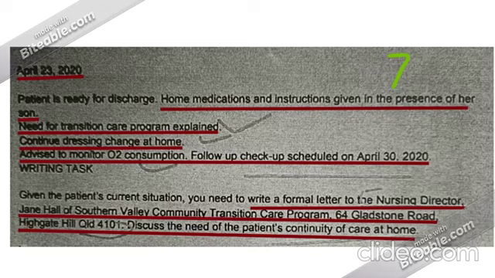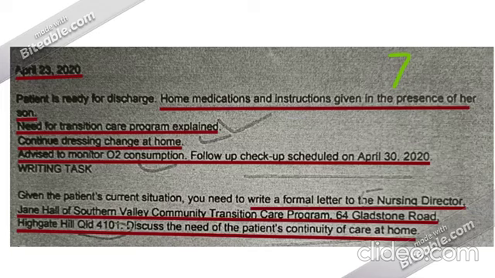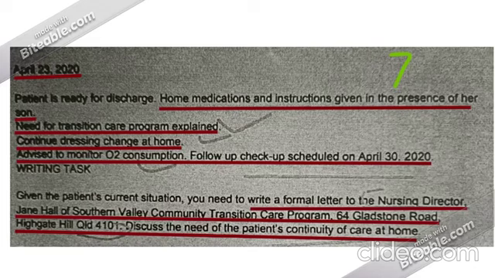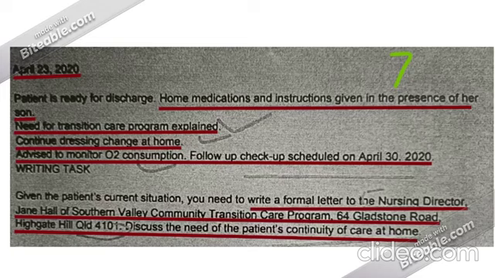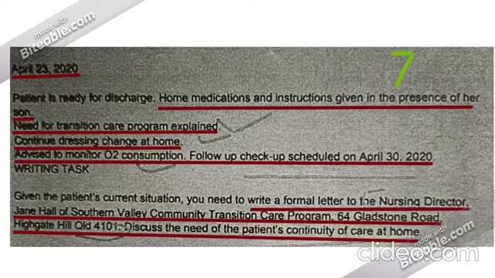Then you can see that here they have mentioned it as nursing management, but the discharge plan and the recommendation are already given here. So this is what you have to keep in mind, and you have to take what exactly we have to write in the last paragraph. Here: continued dressing changes at home, advised to monitor oxygen consumption, follow-up checkup scheduled on April 30, 2020. So in this letter, we have only three recommendations: continued dressing changes at home, advised to monitor oxygen consumption, and a note that the checkup will be on April 30, 2020. So these are all the recommendations. Only three recommendations in this letter.